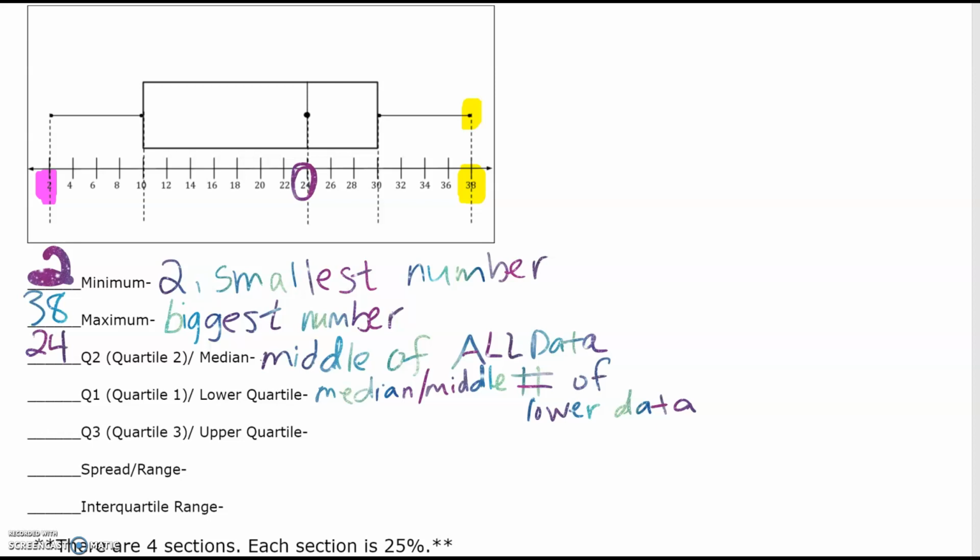And if we look at our lower data, then we can see that in the lower end, right in the middle would be our 10, which I'm circling up above as well. So our Q1 is going to be 10, which is the middle of the lower data, which if we had our list of numbers, that would have fallen right in the middle of the lower quarter.